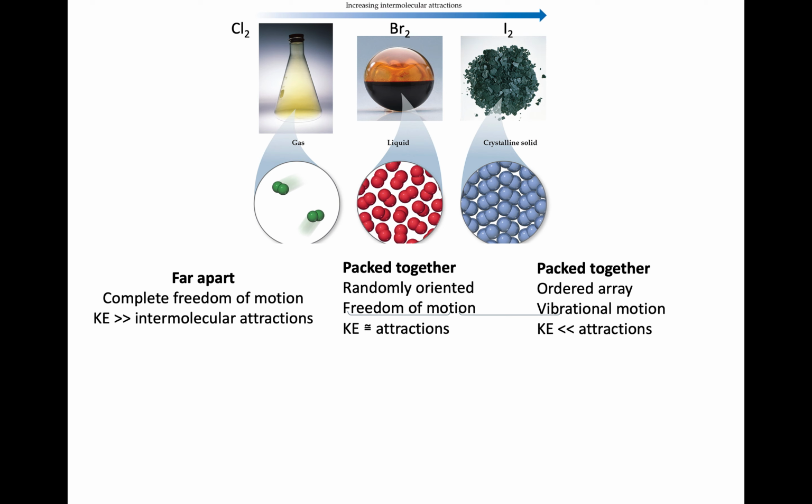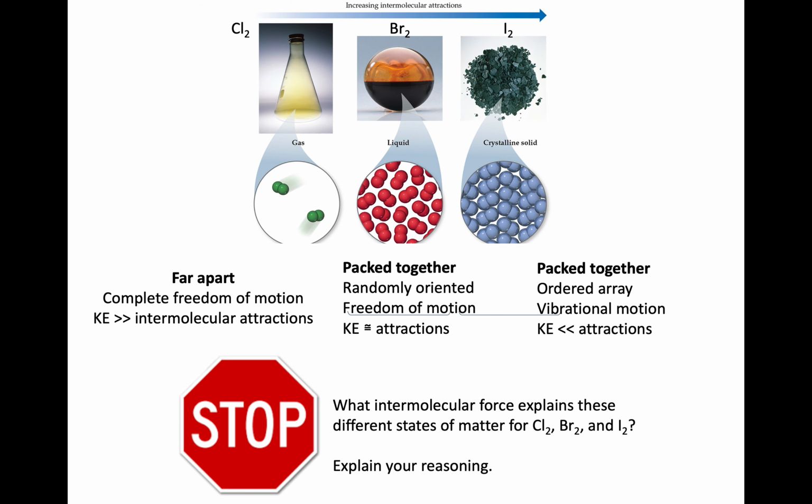We've seen that the diatomic molecules chlorine, bromine, and iodine at room temperature and pressure display different states of matter: a gas, a liquid, and a crystalline solid. Take a second. What intermolecular force explains these different states of matter for chlorine, bromine, and iodine? Explain your reasoning. The more you can describe that particular intermolecular force, the better.